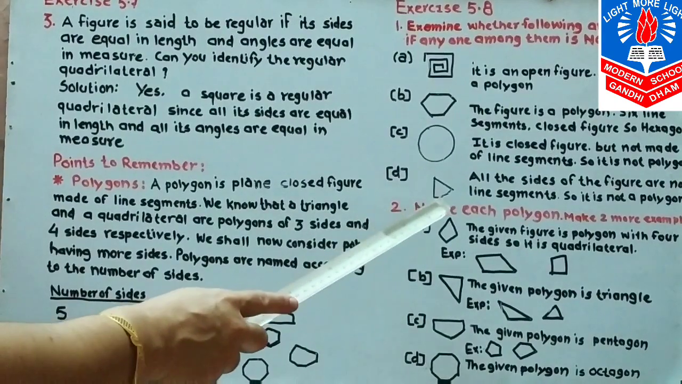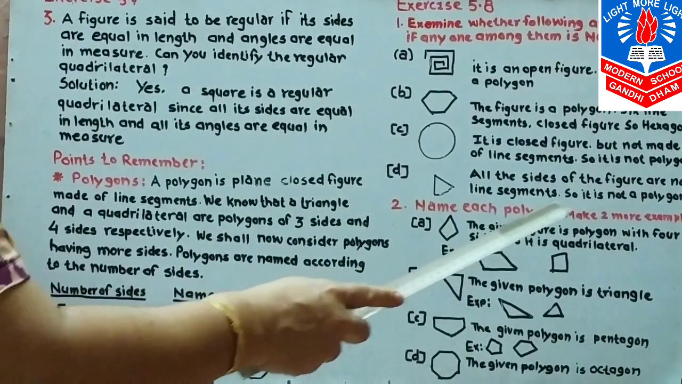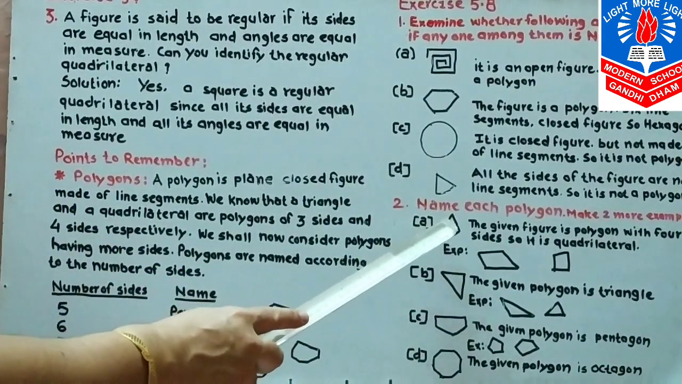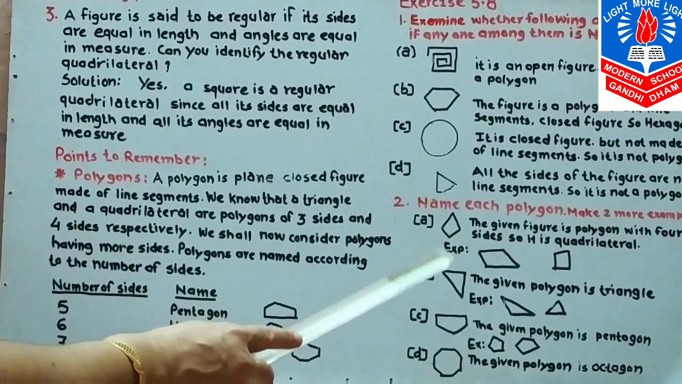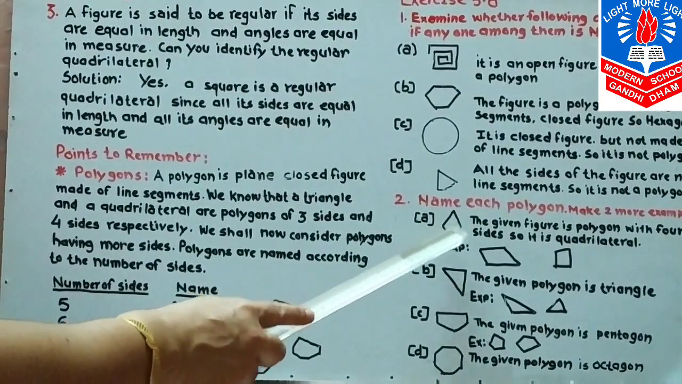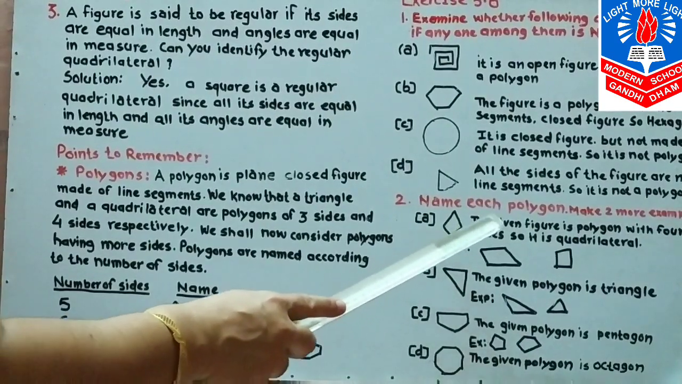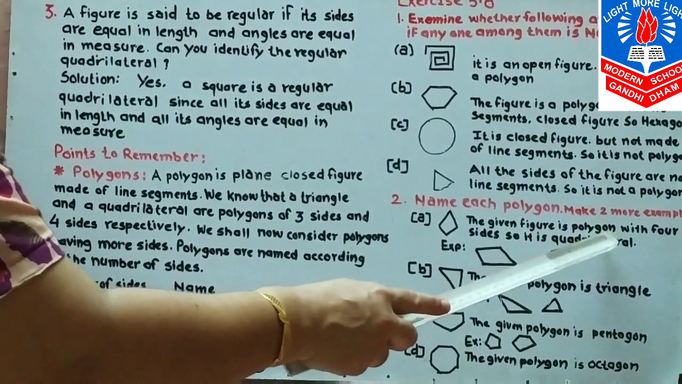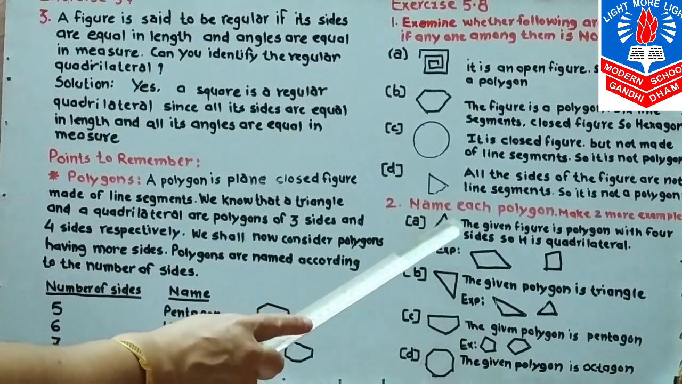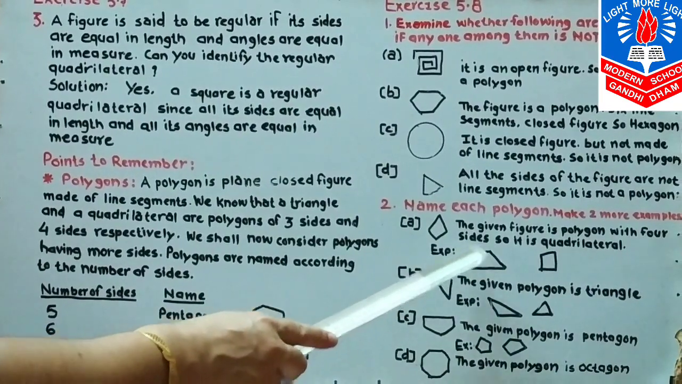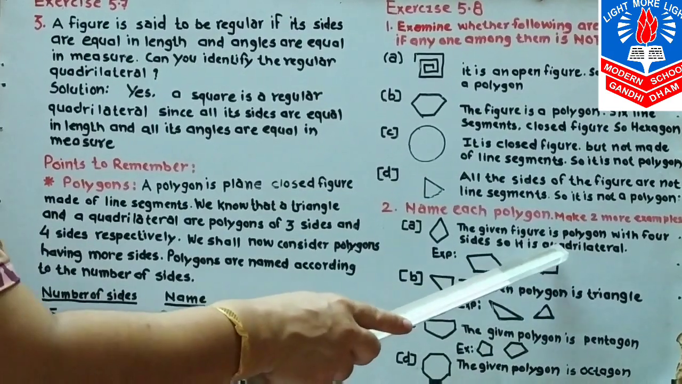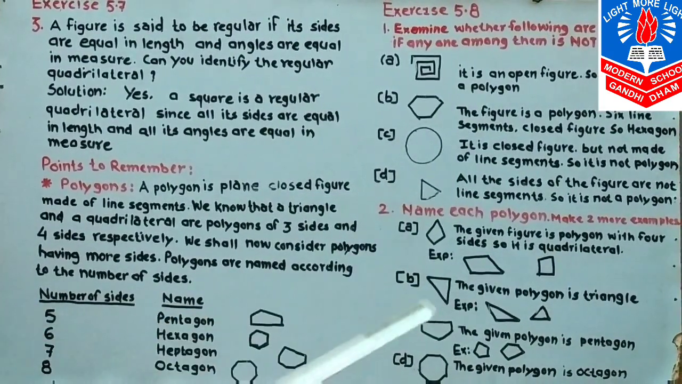Question number 2, name each polygon. हमें उसका नाम बताना है and 2 more examples, और ऐसे सेम टू सेम 2 और एग्जाम्पल देके हमें ड्रॉ करना है. See figure, 1 2 3 and 4 sides. So this is a quadrilateral. The given figure is a polygon with 4 sides, so it is a quadrilateral. So we draw different types of quadrilateral with 4 sides, 1 2 3 and 4. 1 2 and 3 and 4.